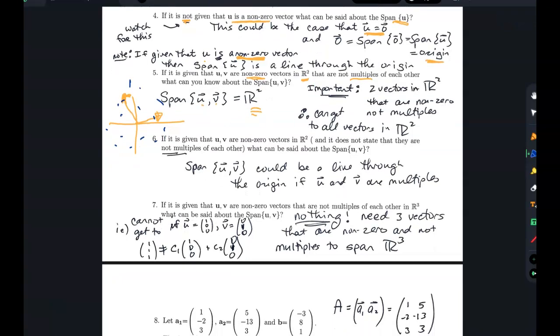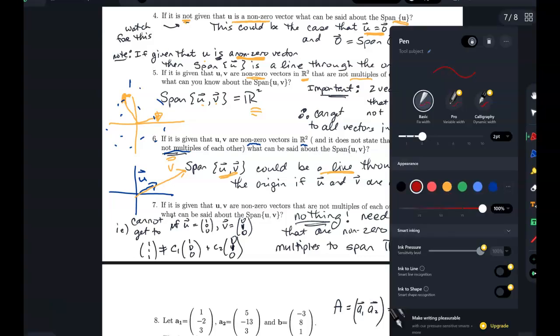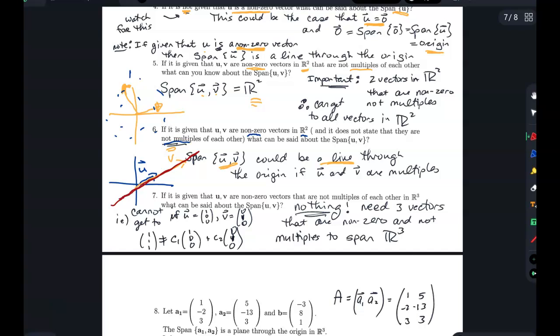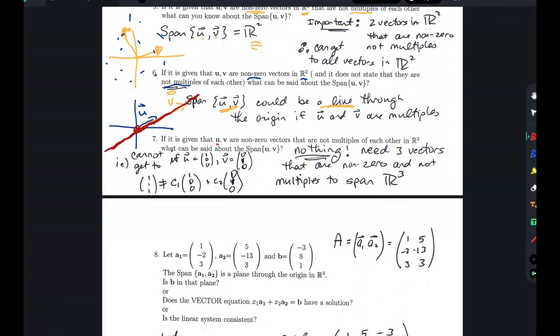If it is given that u and v are non-zero vectors in R2, but it doesn't say that they're not multiples, they could be multiples. So here could be the vector u, and here could be the vector v, which is just 2 times u. Then the span of those two vectors would just be a line through the origin. Remember, the origin is always included in a span of vectors because you can always put zeros in front of each vector.